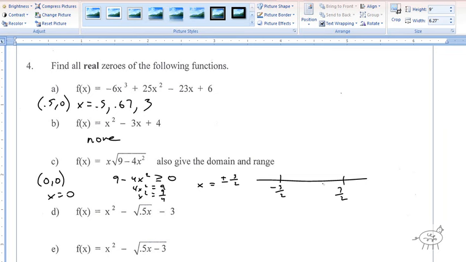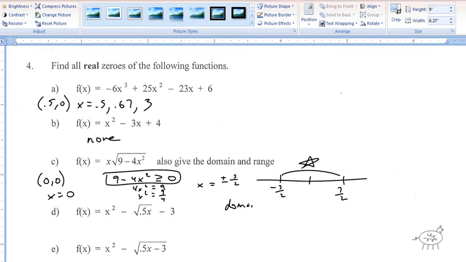And I'm going to test to see where it's true. If I put a 0 back into the original problem, 9 minus 4 times 0 squared is 9. Is that greater than 0? Yes. So this area right here is where it's true. If I do something greater than that, that's going to be false, right? For example, 2 squared is 4, 4 times 4 is 16, 9 minus 16 is not greater than 0. So the domain is going to be between negative 3/2 and positive 3/2.